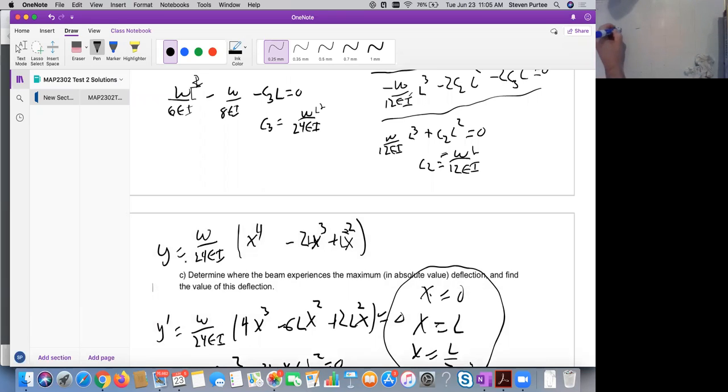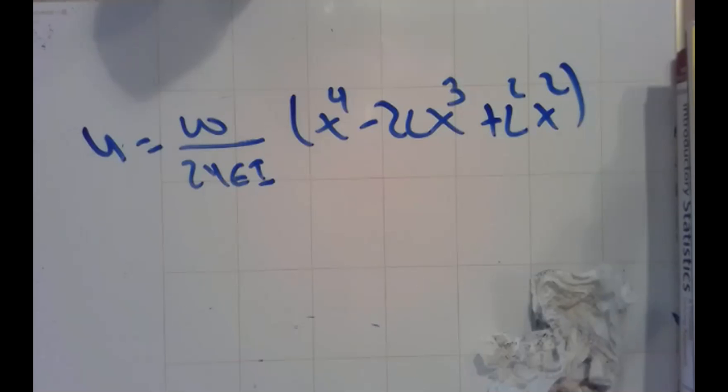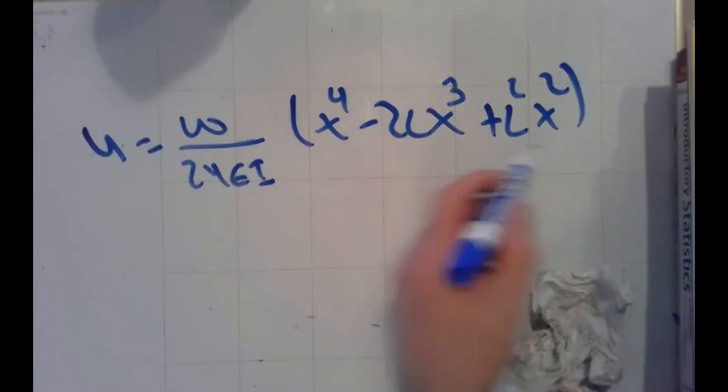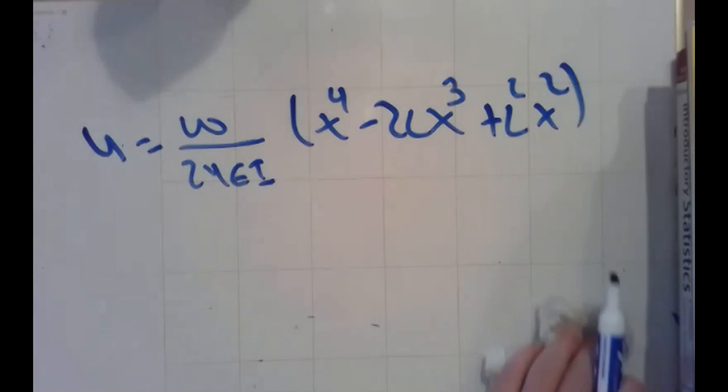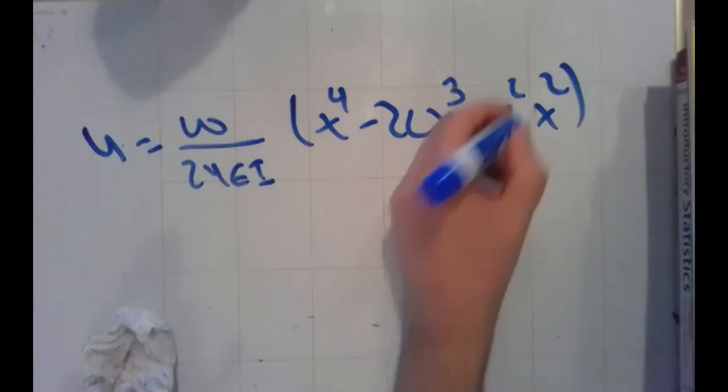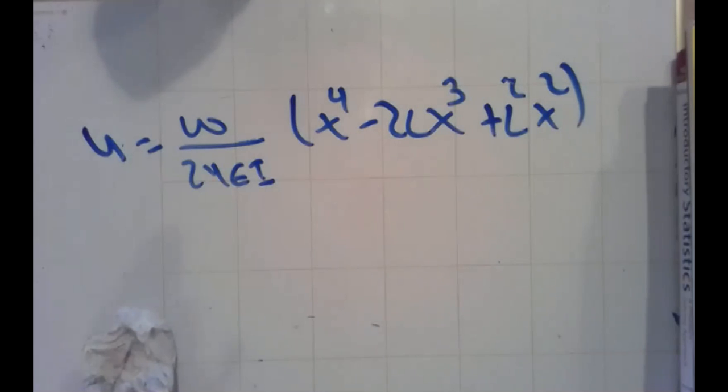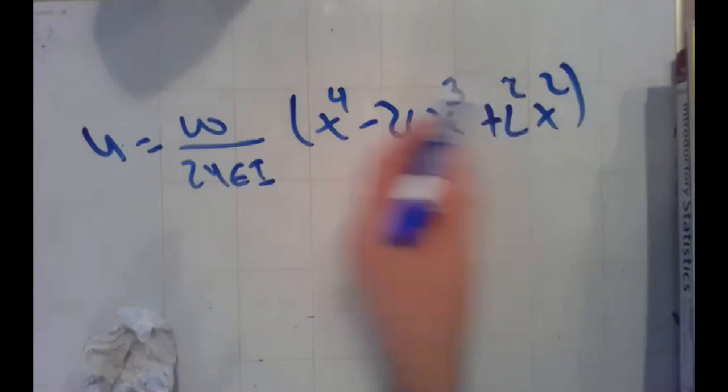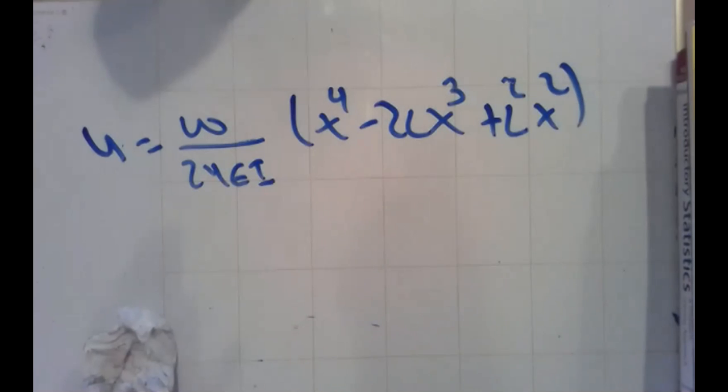You should get U equals W over 24 I times x to the 4th minus 2L x cubed plus L squared x squared. If you don't get this, then you've goofed somewhere, and a bunch of you did not get that. In fact, I looked through everybody's solutions, and I think only one person had this out of the entire class. So figure it out. Work through the details.